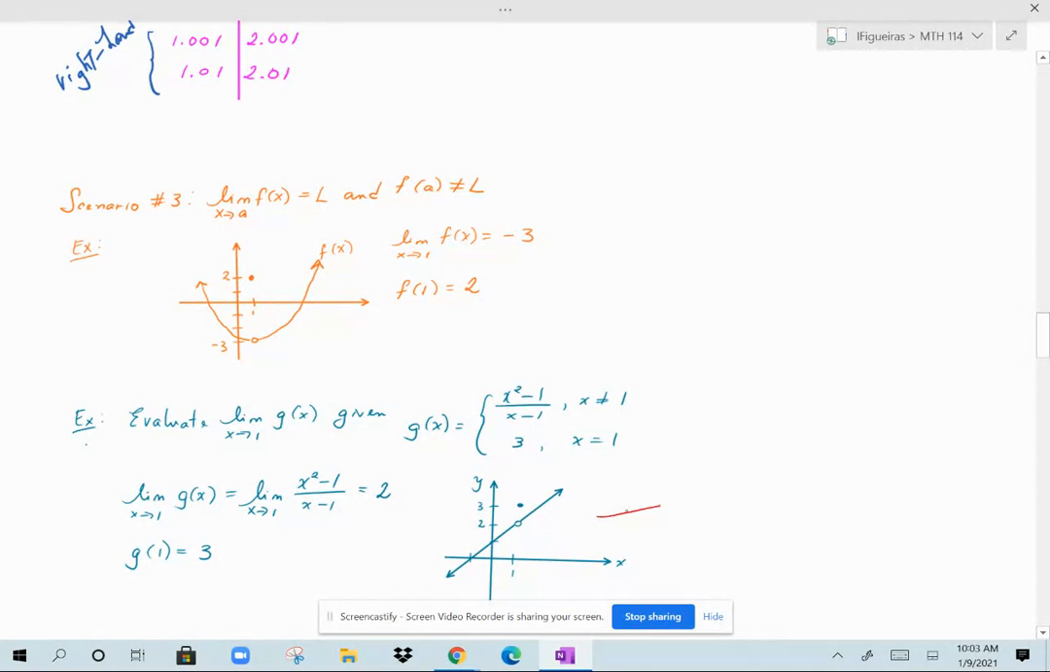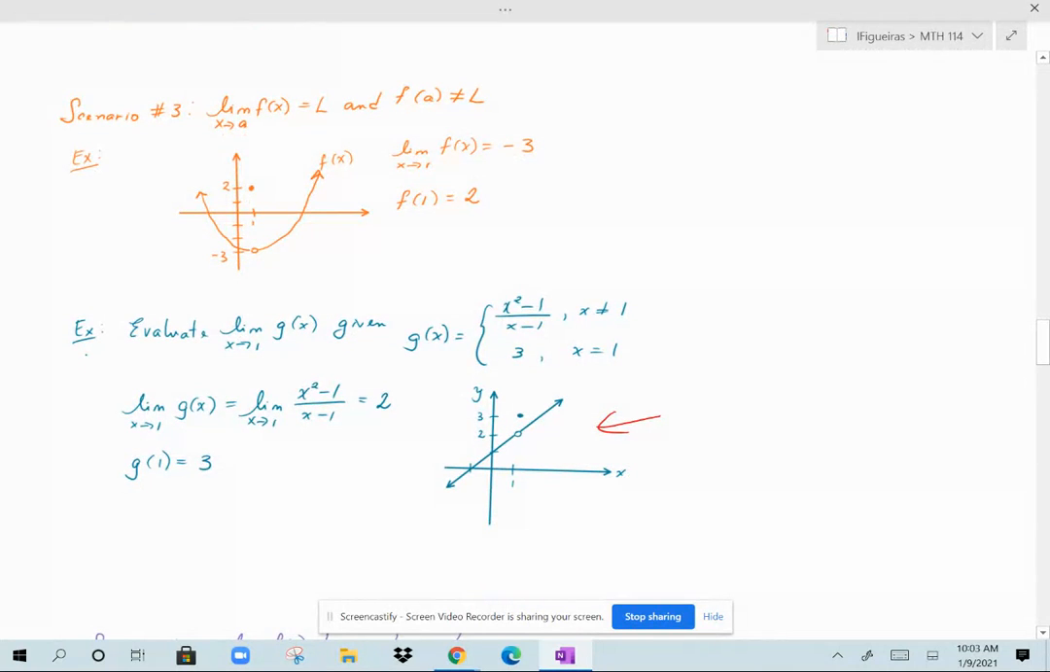The graph is here. So you can see that as I get closer and closer to 1 on the left and on the right, my path is approaching that open circle. But when x is equal to 1, right here, your y is equal to 3.